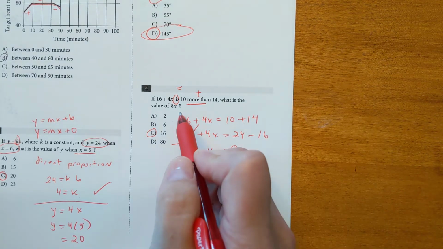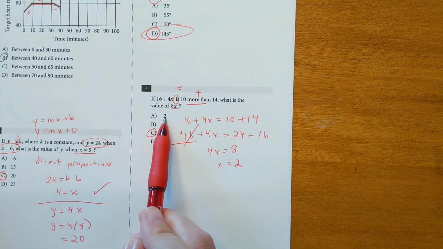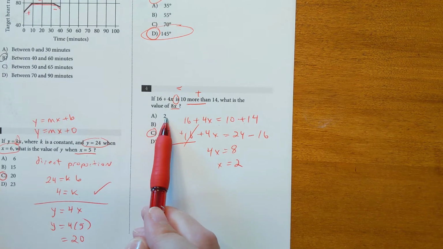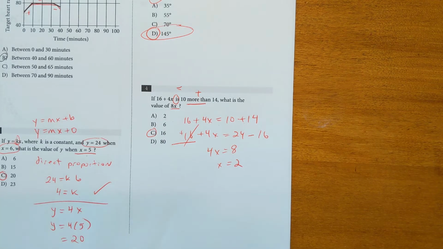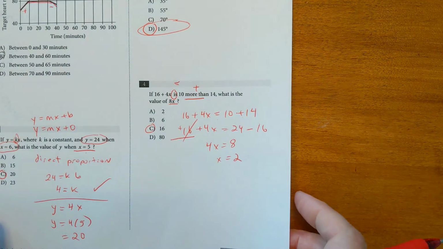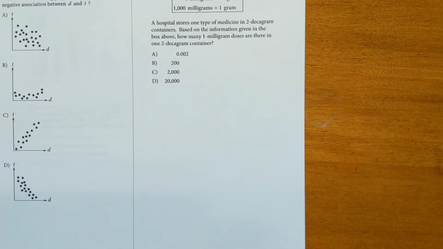So they wanted to know what is 8x. Oh, look at that. They put a 2 on there to mess with you. They're so mean. They want to know what 8x is. So 8 times 2, 16. So again, as I've said before, make sure you look at what they want. They're very ornery. Number 5.